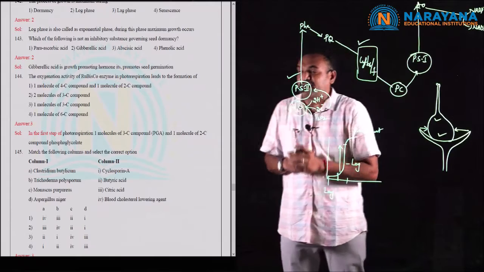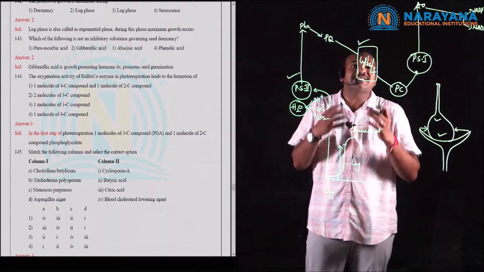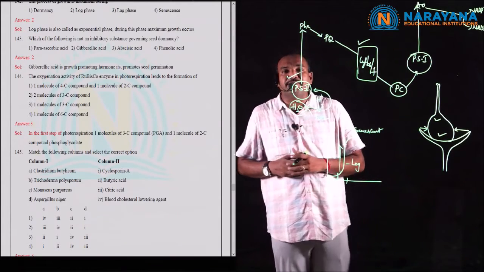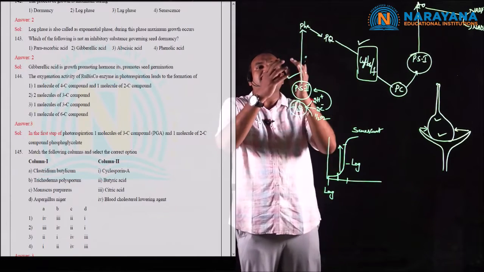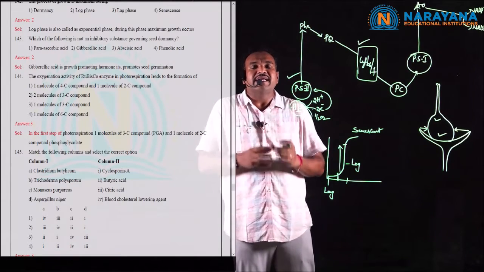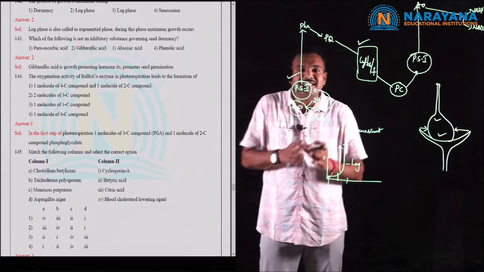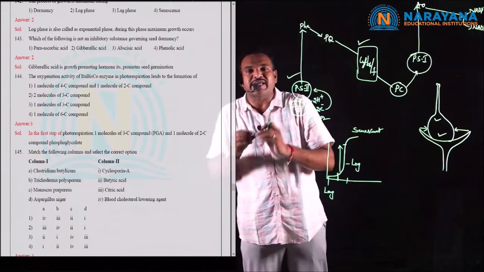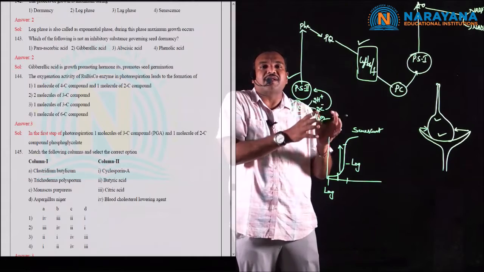And what about gibberellins? Gibberellins promote seed germination, because during seed germination, gibberellic acids are produced in the embryonal axis, and from there they are transported to the aleurone layer. In the aleurone layer, they induce the synthesis of the alpha amylase enzyme. That alpha amylase enzyme is a starch hydrolyzing enzyme, which is transported to the endosperm. In the endosperm, the starch gets hydrolyzed and produces carbohydrates.